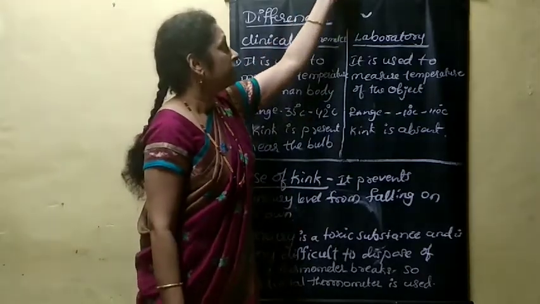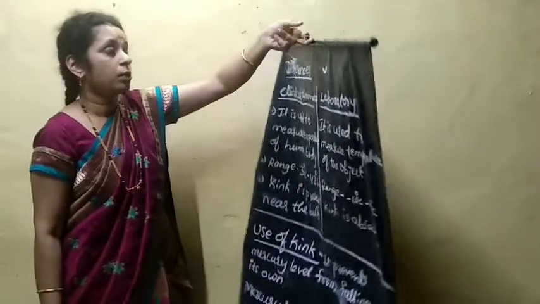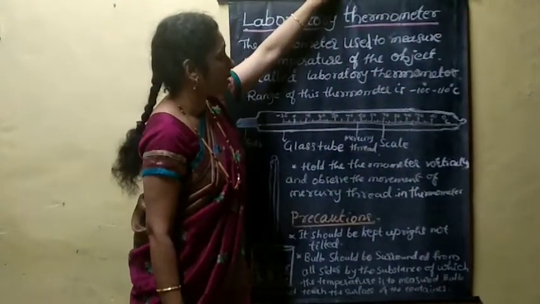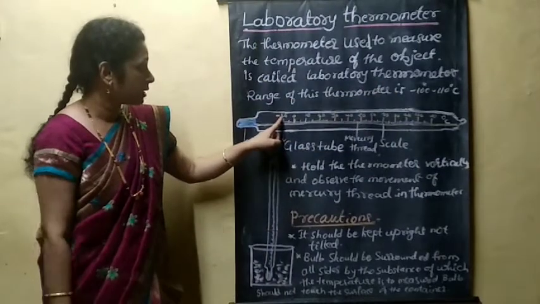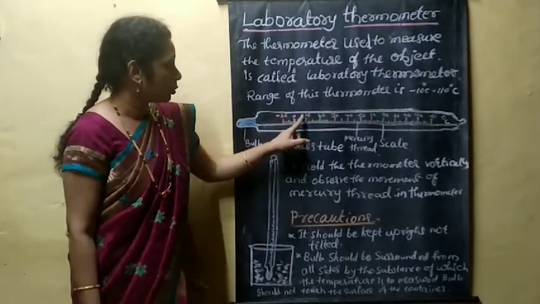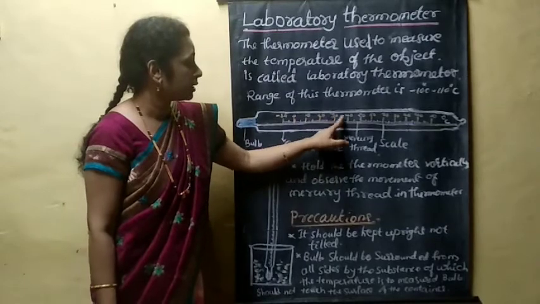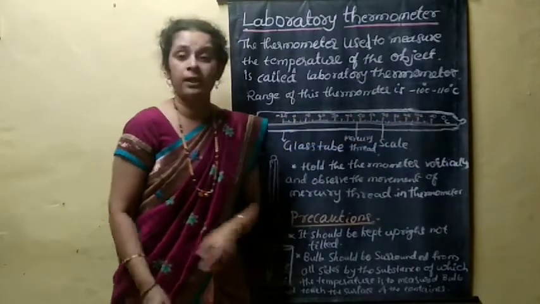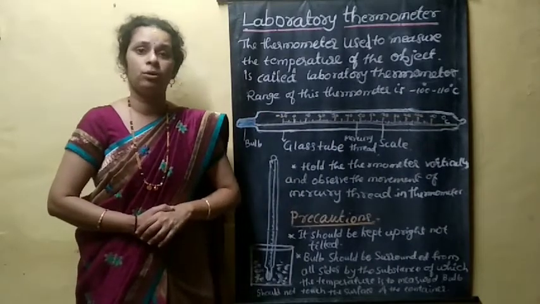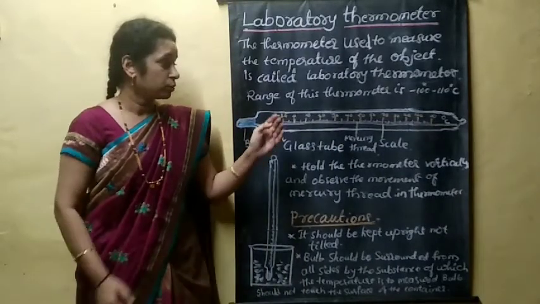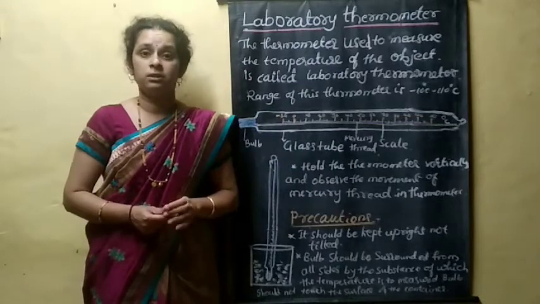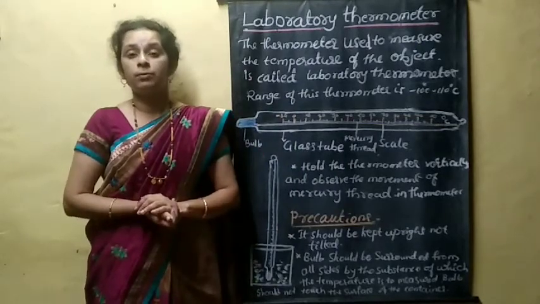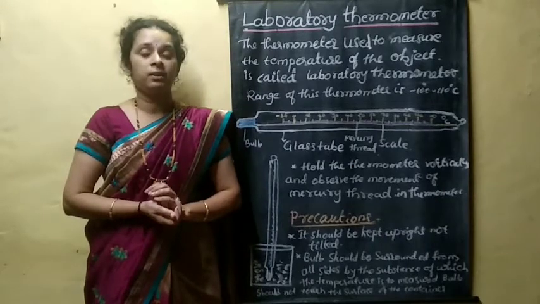While drawing the laboratory thermometer, you have to mention the scale here, and consider the range: minus 10, 0, 10, 20, 30, 40, 50, 60, 70, 80, 90, 100 and 110 degrees Celsius. Like that you have to draw. You should be careful while drawing this. Draw both the clinical as well as the laboratory thermometer in the practical book.